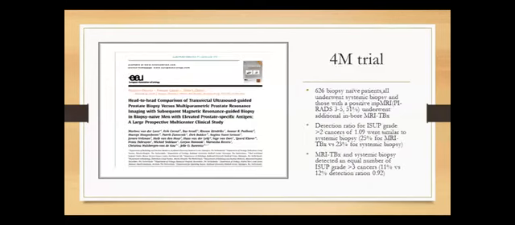And then we have the 4M trial, which included 626 biopsy naive patients, all of which underwent systematic biopsy, and those with a positive multiparametric MRI with PI-RADS scores of 3 to 5. So this study found that the MRI targeted biopsy and the systematic biopsy detected an equal number of ISUP grade 3 cancers, with 11 and 12%, so the detection ratio was 0.92, which is not that significant.